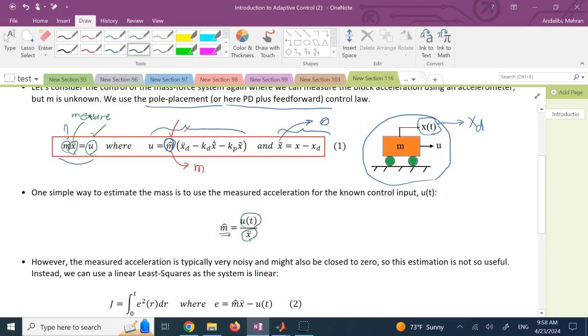Why do you need to do anything else? It's a linear relation, one-to-one. Make the input u two times bigger. Ideally, acceleration should be two times bigger. And if you plot this u versus x double dot, right, then probably the slope is m hat. What's so hard about it?